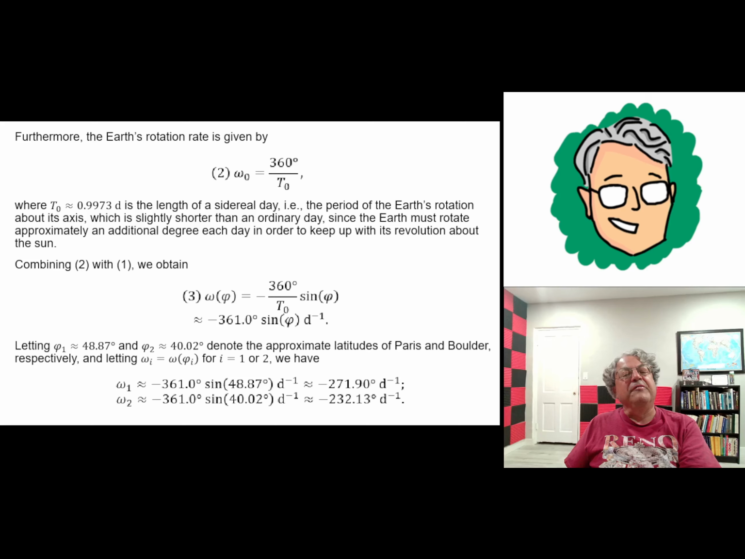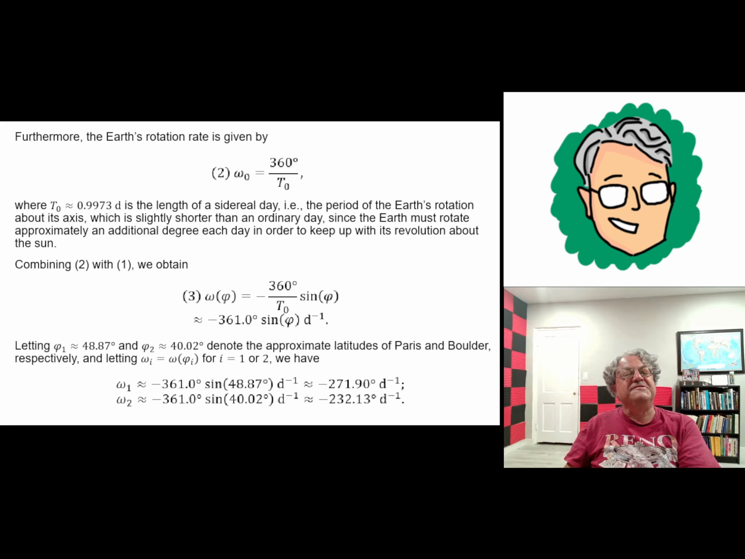So anyway, that's a sidereal day, and now we're multiplying by sine of phi to get omega phi. So we have a nice formula. 360 degrees divided by T0 is about 361 degrees per day, and we multiply that by sine phi. That's formula 3. And we can use this formula to calculate the rotation rate of the plane of oscillation for both of these two Foucault pendulums.